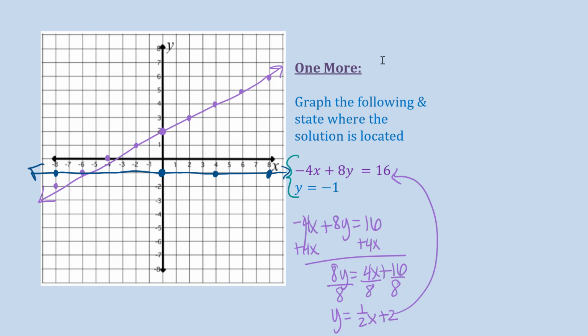Again, we're going to find that point where they intersect, which is right here. So my solution for this problem is going to be negative 6, negative 1. And that's solving systems by graphing.